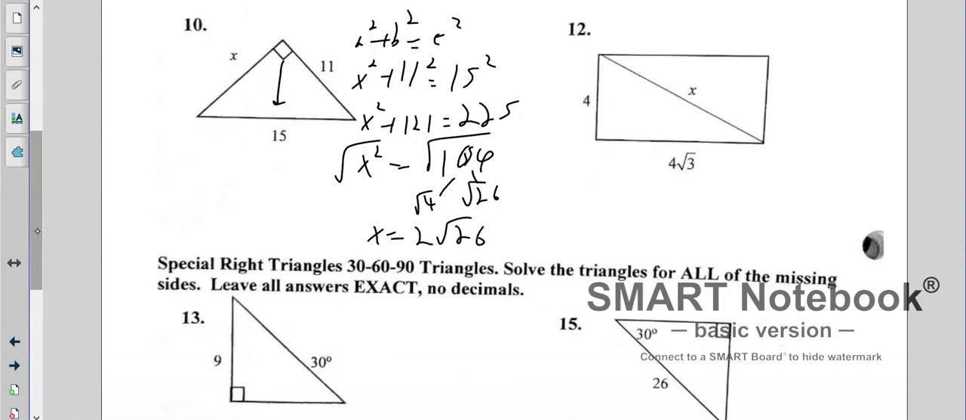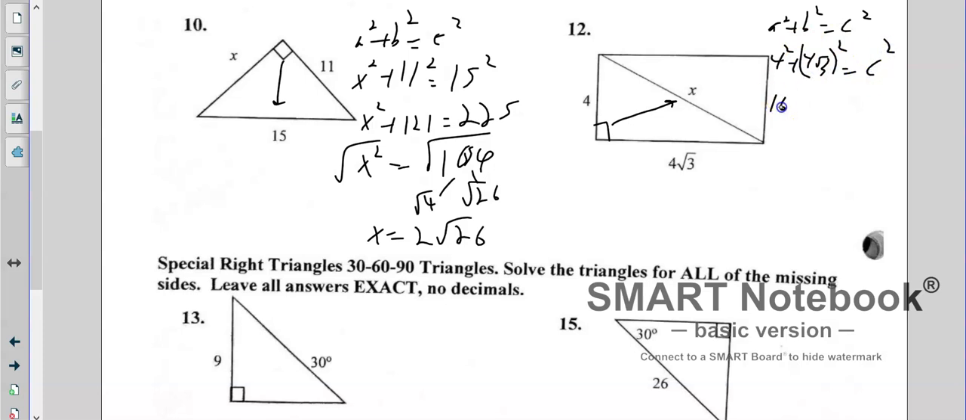And the last one over here. No, we cannot assume this is a 30, 60, 90. We go with the Pythagorean Theorem. Okay? Here's my right angle. We're looking for the hypotenuse this time, finally. So a squared plus b squared equals c squared. So 4 squared plus 4 root 3 in parentheses squared equals c squared. Now you got to be careful with this one.